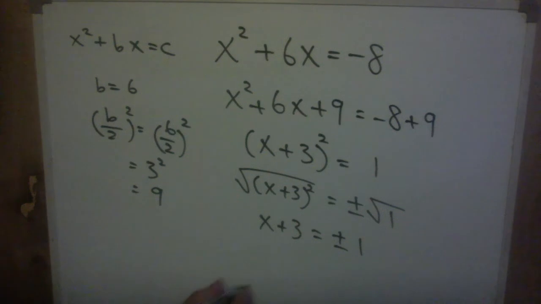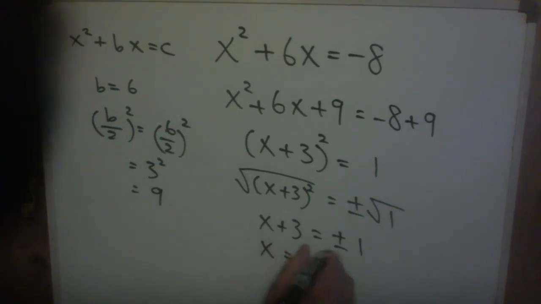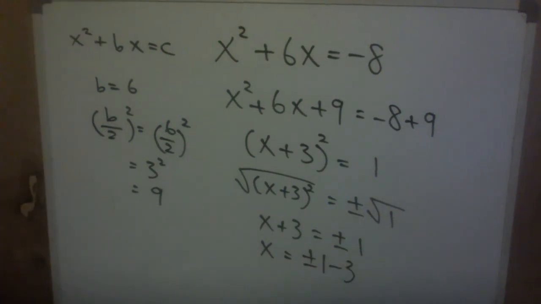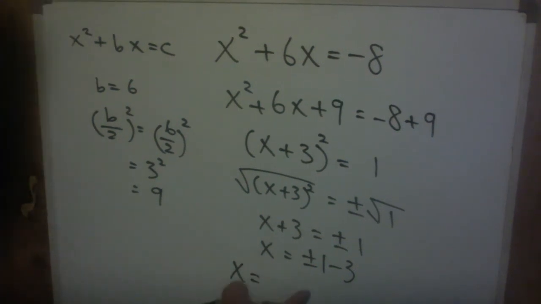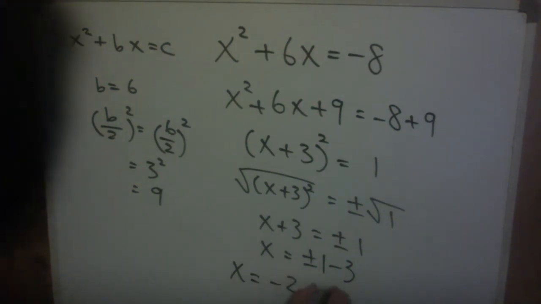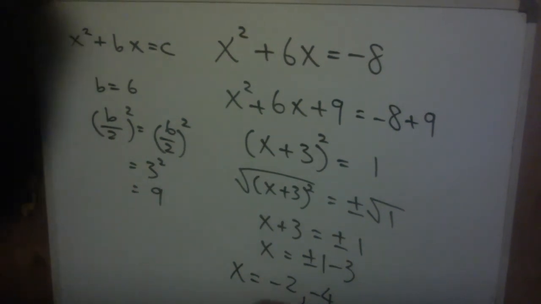So I'm going to subtract 3 from both sides. So x equals positive and negative 1 minus 3. One of the x's is 1 minus 3, so that's negative 2. And the other one is negative 1 minus 3, so that's negative 4. And that is our solution.